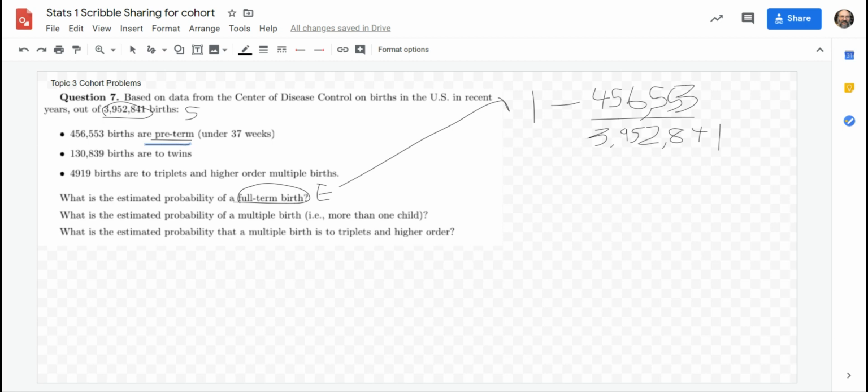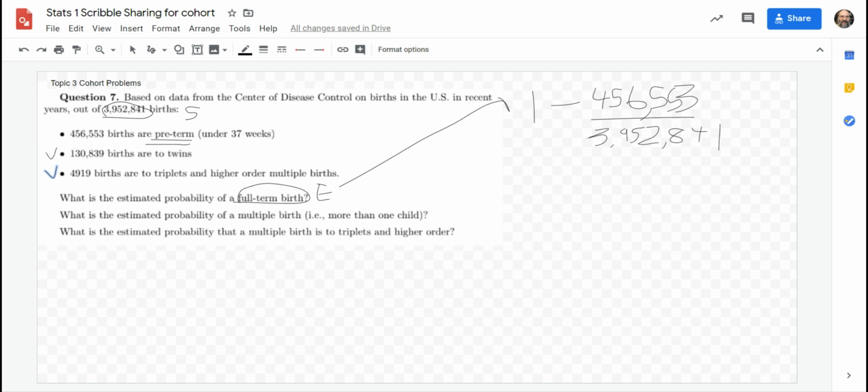All right, so let's move on to the second one. What is the estimated probability of a multiple birth? Okay, let's figure out the event. We need a multiple birth, which can be twins or triplets or higher. In other words, everything in those second two lists is eligible. More than one child is twins, triplets, and higher.